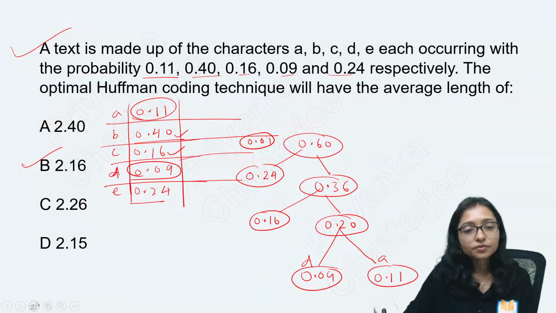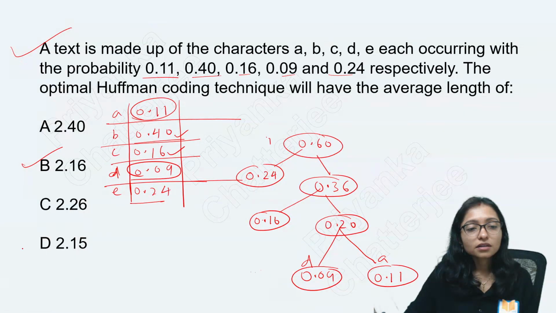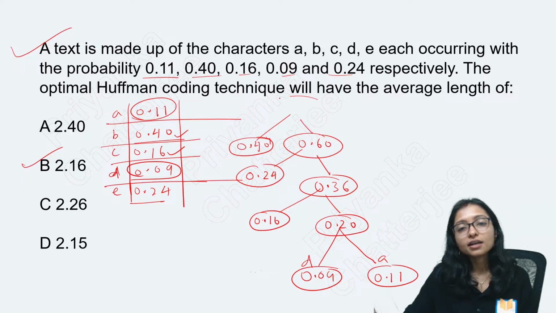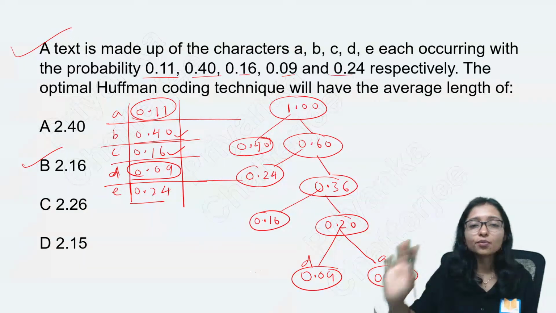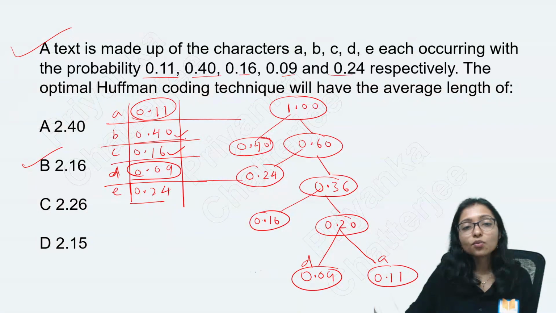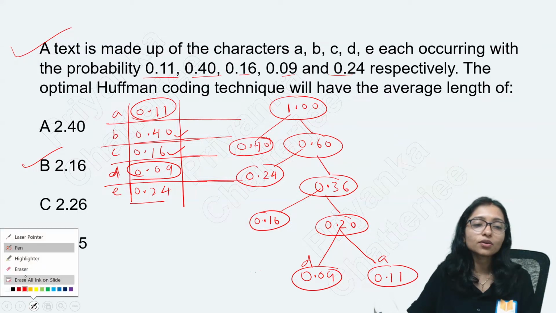Then the last one is 0.40, which you write here. Finally you add them and get 1.00. Always at the top you will get 1. If you are getting 1, it means you are doing it correctly. Otherwise you are doing something wrong.